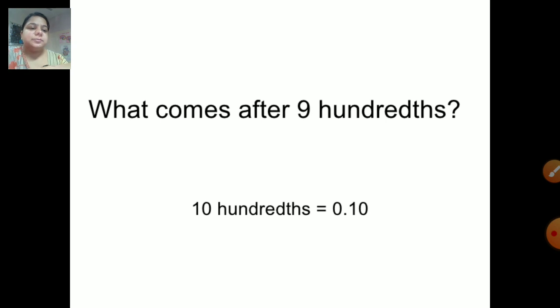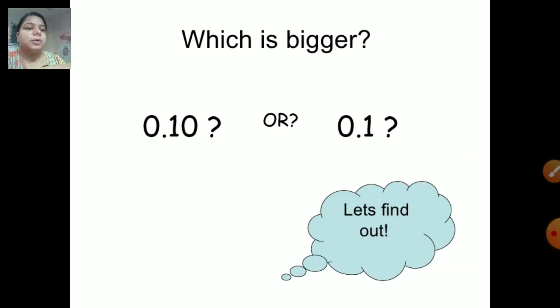So now there is a big question with me. What comes after 9 hundredths? It will be 10 hundredths. So 10 hundredths will be written as 0.10. So let's discuss more about it.